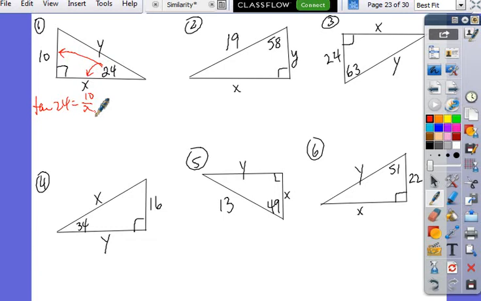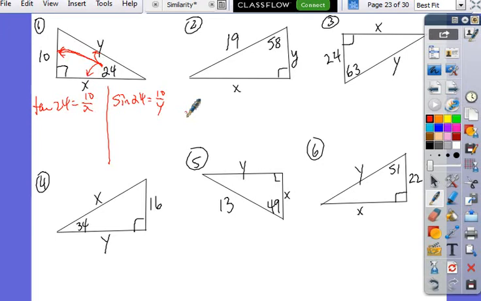All right, how would I solve for y? I'm using the 10 still, which is opposite. Y is the hypotenuse, so that would have to be sine. Sine of 24 would be 10 over y. And then you would solve it from there.